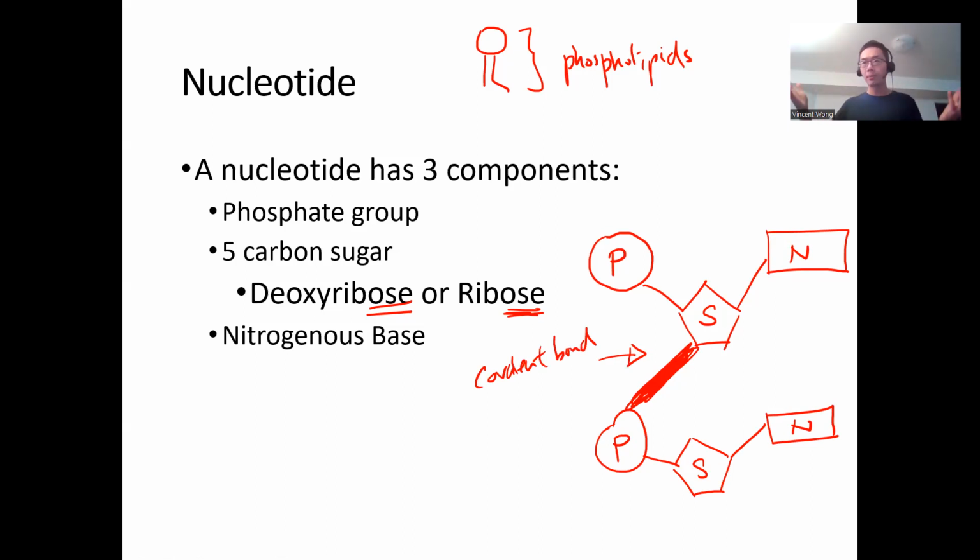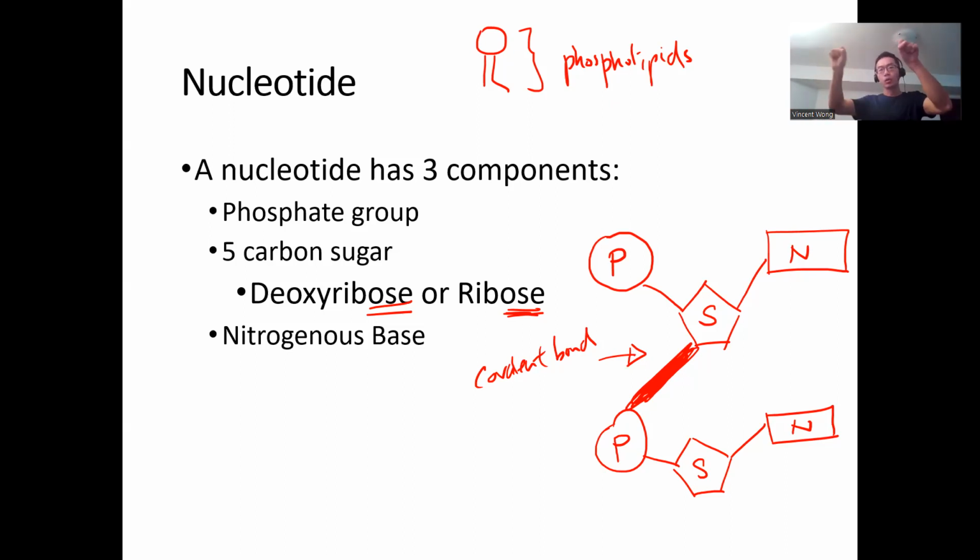They are all held together by covalent bonds. The amino acids are held together by covalent bonds. We just gave it a special name. We just call it a peptide bond, right? But it's a type of covalent bond. And if you forgot what a covalent bond is, it's like sharing of electrons, right?